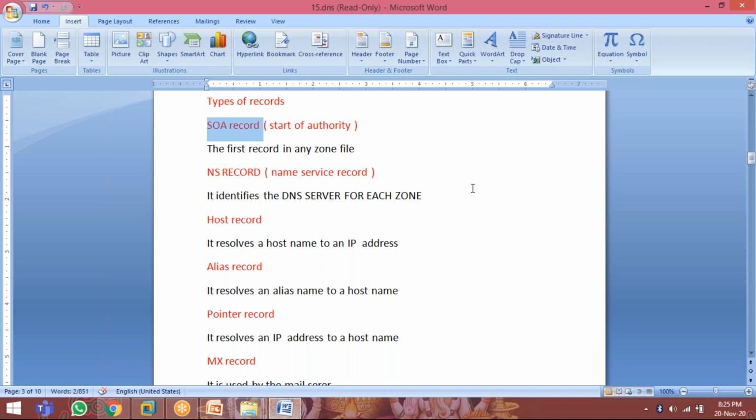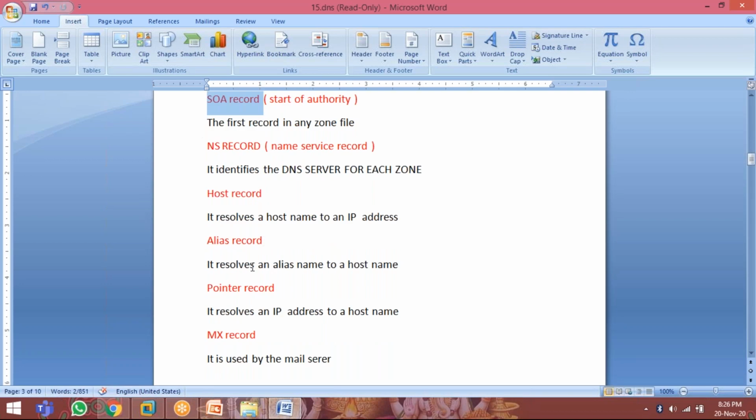Now the NS record, name service record. Who is providing name services? What is the server name? What is the IP address? We have to tell. So it identifies the DNS server for each zone. The host record resolves the host name to an IP address.